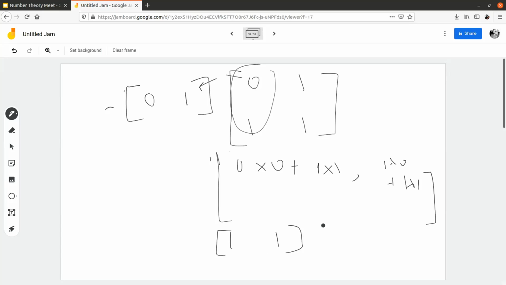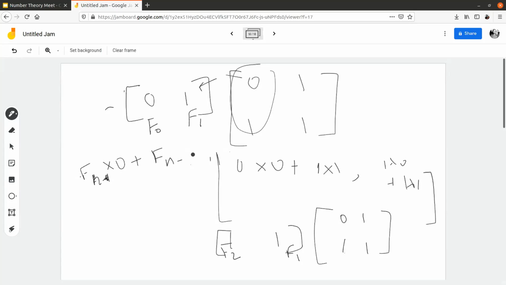So that, if you notice, forms the next Fibonacci pair, right? So this is f0, this is f1, this is f2, this is f1. So I can again apply this same thing, right? Because what it is effectively doing is adding fn minus 1 with fn, and adding 0 with fn minus 1.